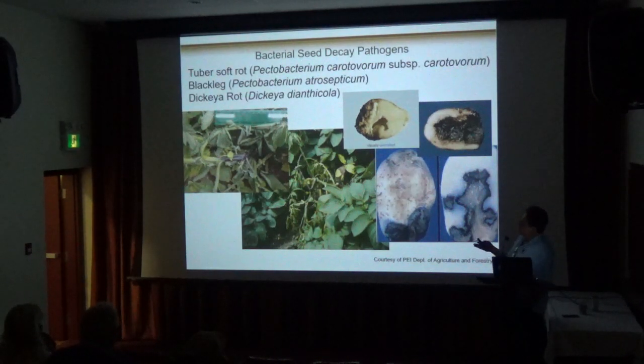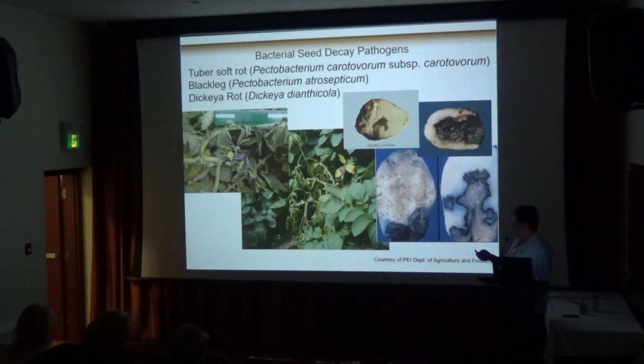But Larry's just done a survey and found that 80% of their blackleg was caused by Pectobacterium atrosepticum, and the other 20% was the carotovorum. So they didn't find any Dickeya, which is good news. And we're going to keep a handle on that, because obviously it's one that we don't want to see starting to creep into the production system. So just to comment on some of those bacterial diseases which have become a little more common recently.